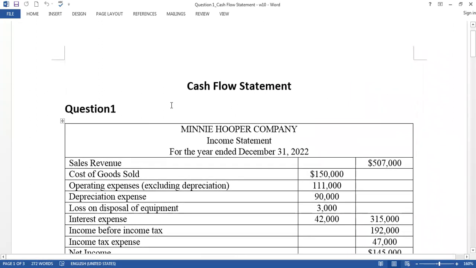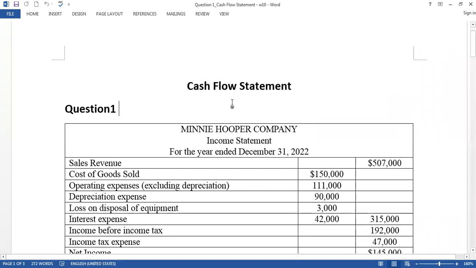So we are going to explain one question from cash flow statement. First, I'm going to show you what a question looks like.